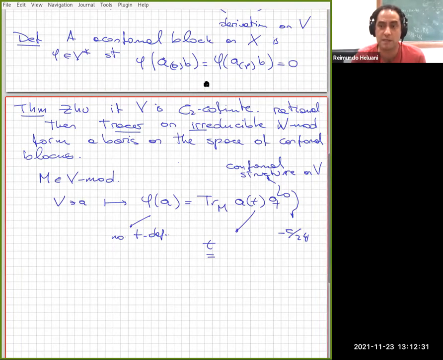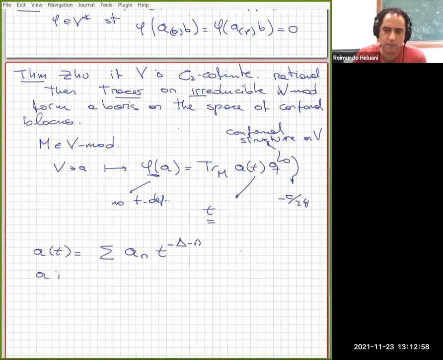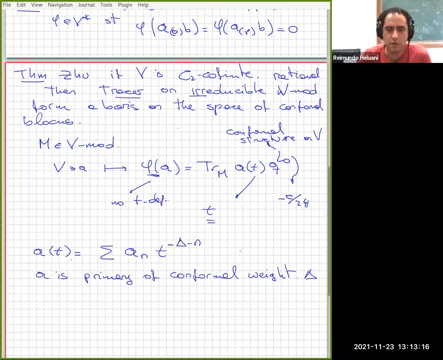And actually, what is the issue that is happening here? Okay, so why can this not be a linear functional? Why does this depend on t? Your field for your vertex algebra is of the form A_n t to the minus delta minus n when A is primary of conformal weight delta. You write it like this, and then A_n increases or decreases the eigenvalue of L_0 by n.